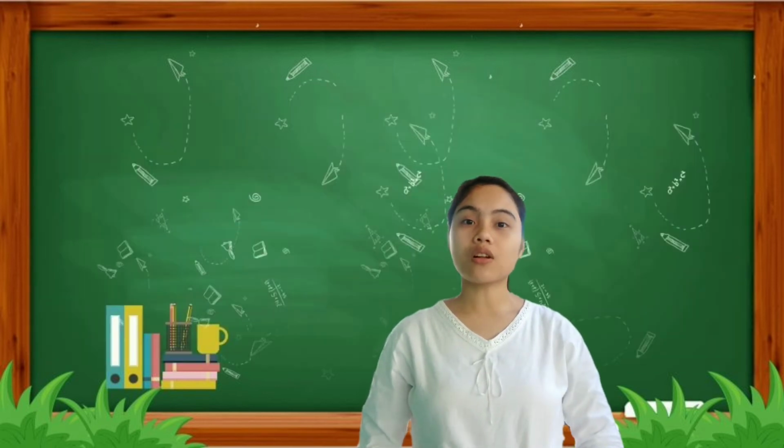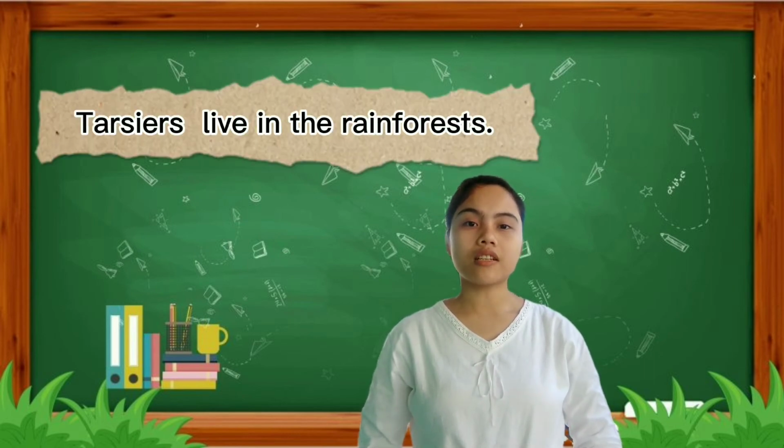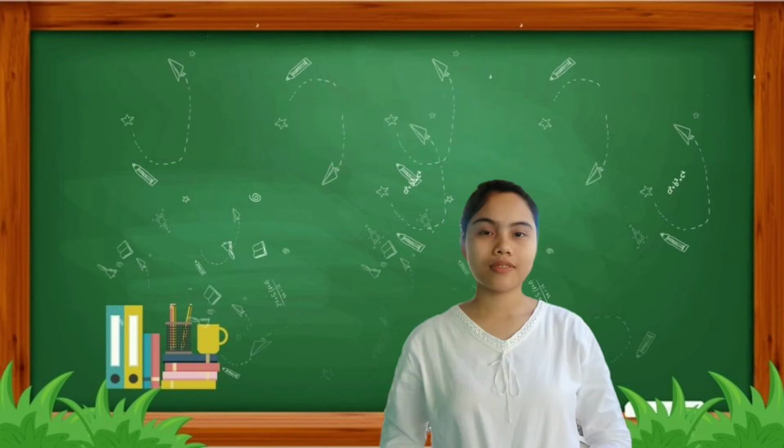Always remember that not all sentences can be changed to passive voice. Only an active voice sentence with a direct object can be made passive. For example, tarsiers live in the rainforest. This sentence cannot be changed to passive voice because the sentence does not have a direct object.